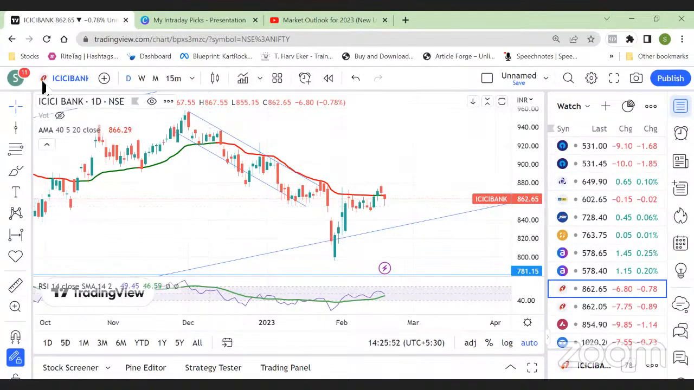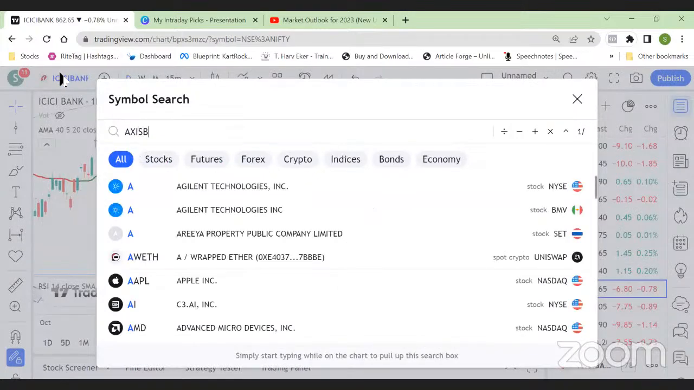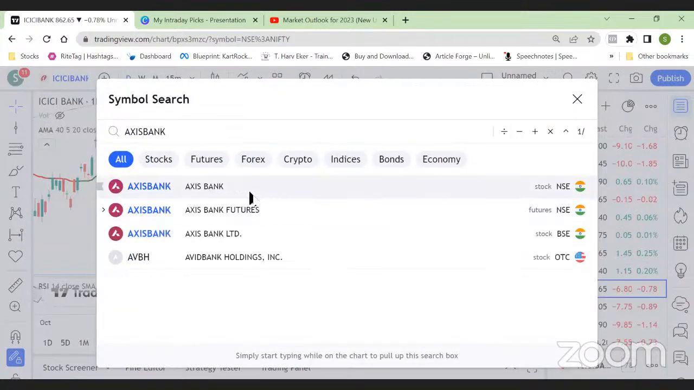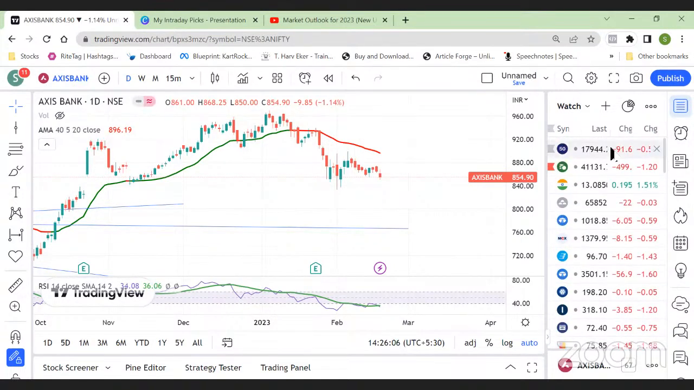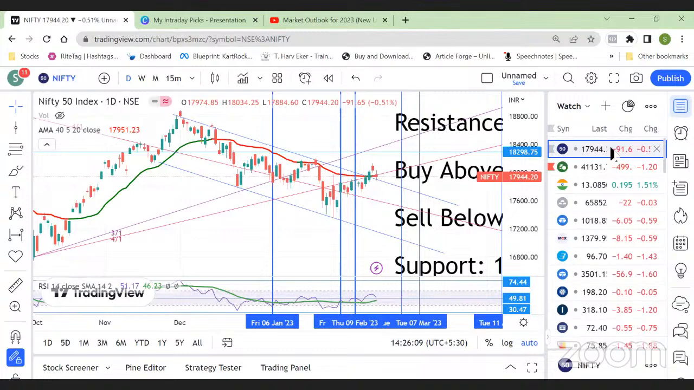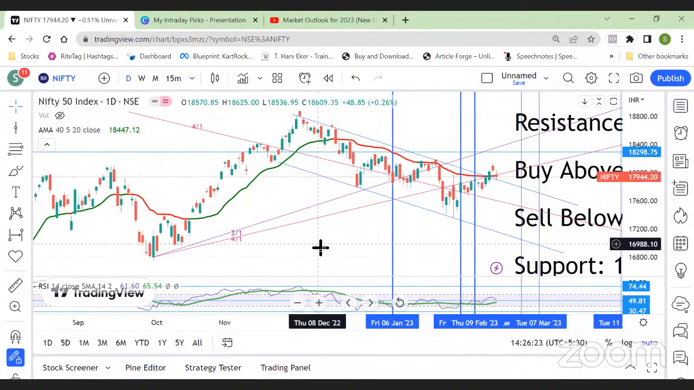ICICI Bank is quite sideways. And let's look at what is happening with Axis Bank. So Axis Bank is also quite sideways, quite negative. So I don't see much of good signs from IT or even the banks. So for major movements, we need to see the overall market conditions have been a little tight. So it may still try its best. We need to see how far the market is going to sustain and try to move higher.